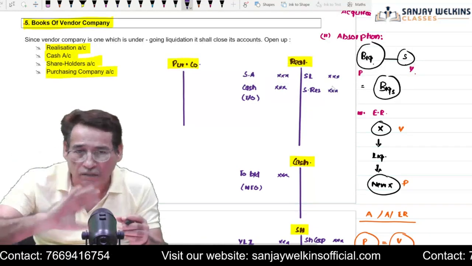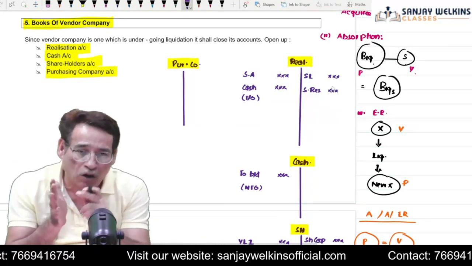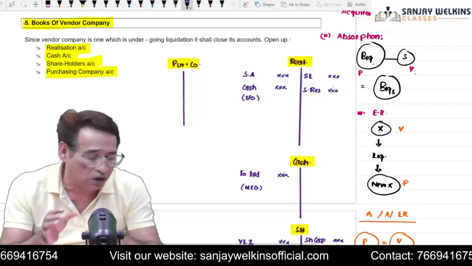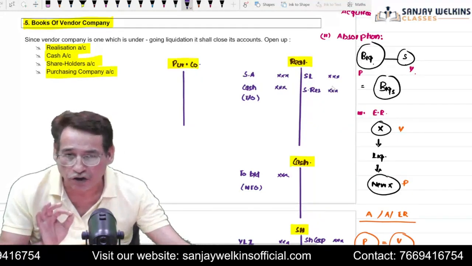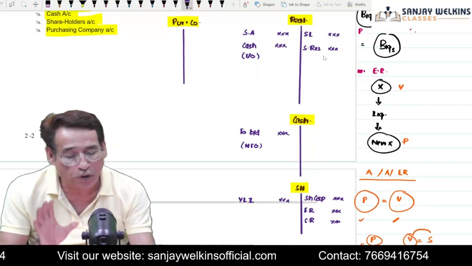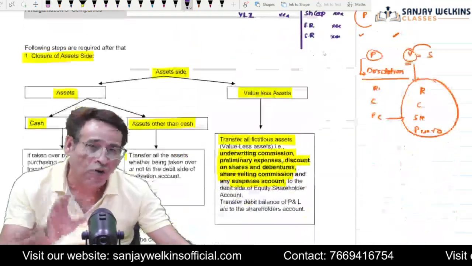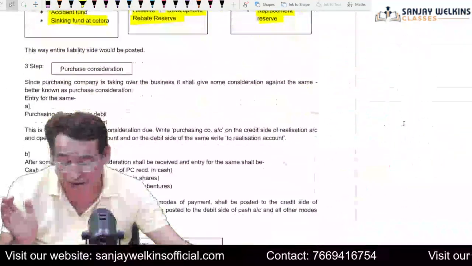So as far as liability side is concerned, all the share capital, all the free reserve, and all the statutory reserve will be posted to the credit side of shareholders account. And all the liability and specific reserve will be posted to the credit side of realization account. Is it clear to you? Now you have closed your asset side and liability side.